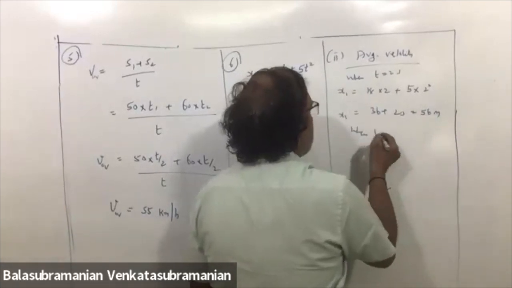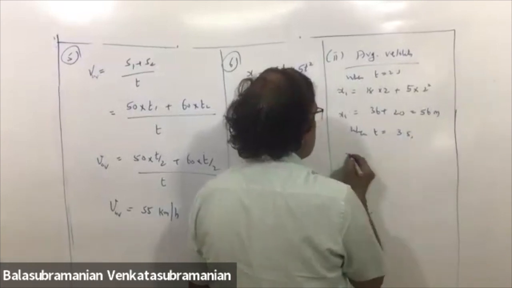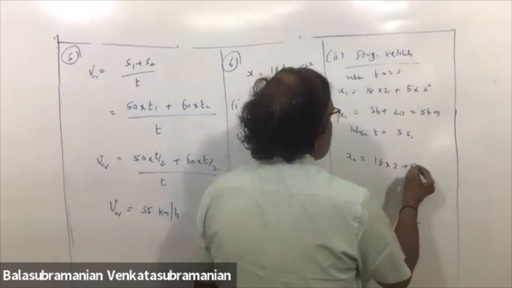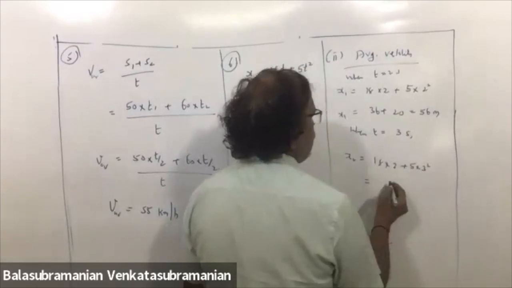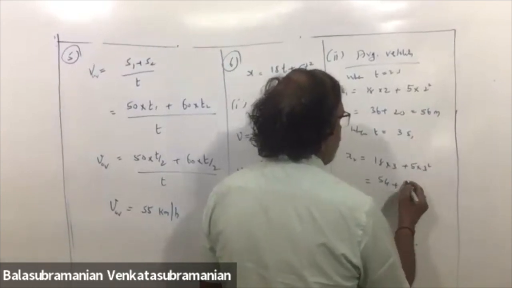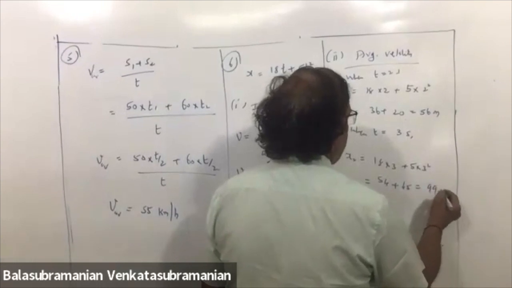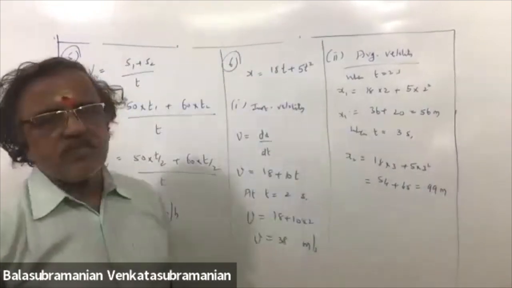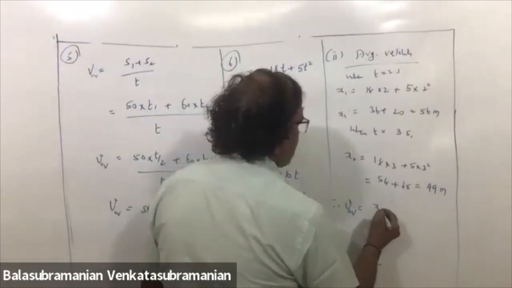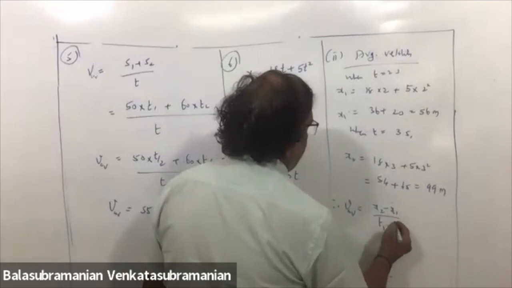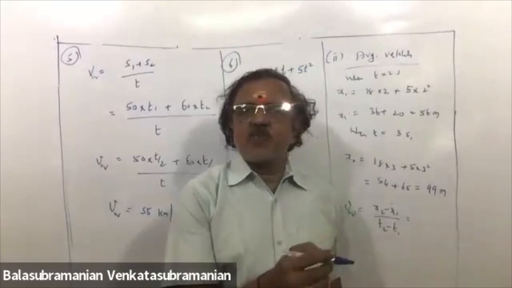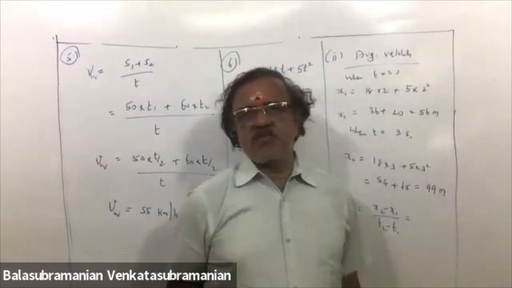X2 when t is equal to 3 seconds. 18 into 3 plus 5 into 3 square. 54 plus 9 into 5, 45. 99 meters. Therefore, average velocity will be x2 minus x1 by t2 minus t1. Change in displacement by change in time taken.